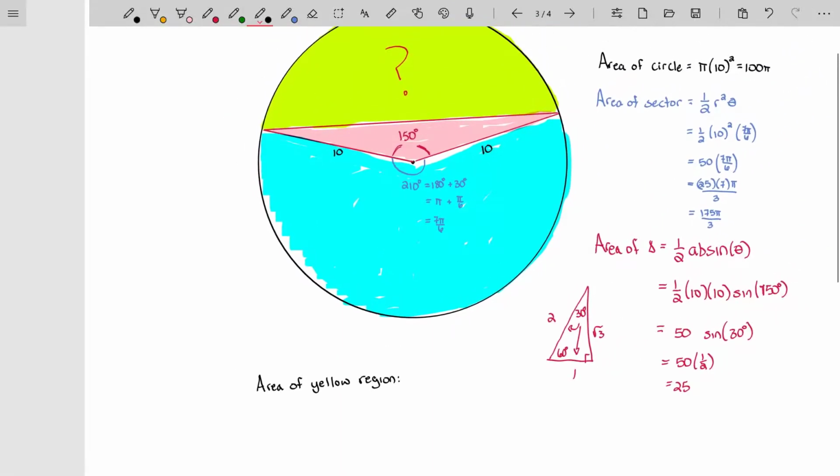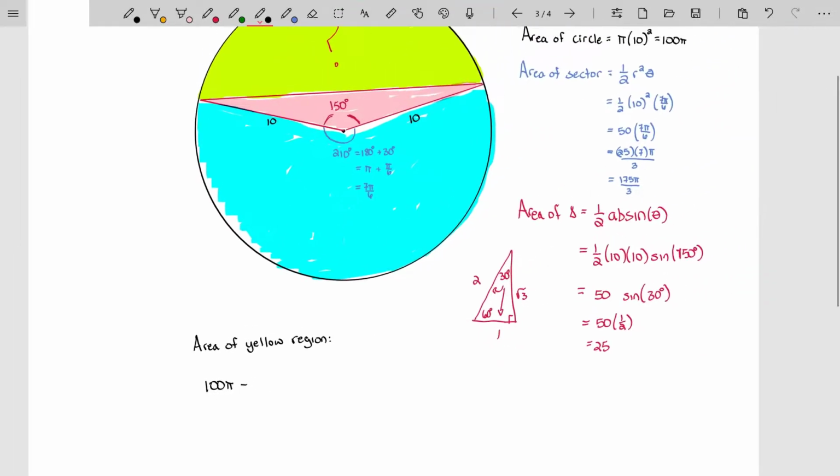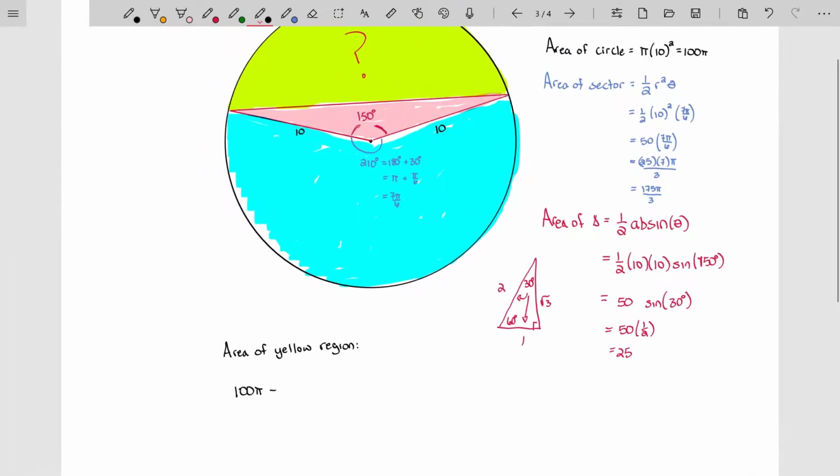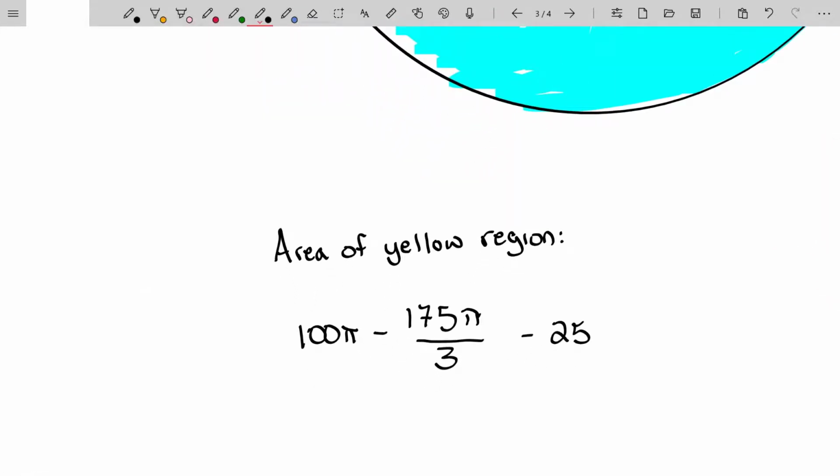The area of the yellow region is the area of the full circle, 100 pi, minus the area of the blue sector, 173 pi over 3, minus the area of the red triangle, 25. It does not clean up nicely, but that is the value.